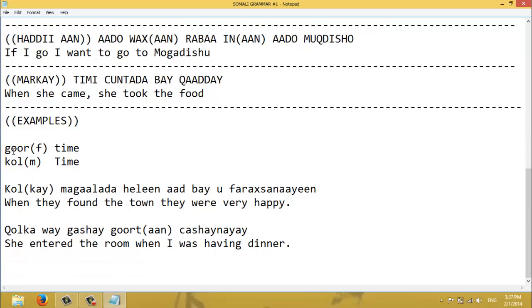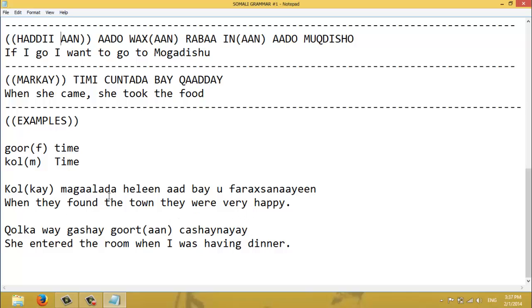Gor and kol, those are dealing with time, but you can also use these for when you're saying pretty much a sentence like this: when she came, when she does this, when she did this, when she did that, when something happened, basically. All right. So we have a couple of examples here. When they found the town, they were very happy.